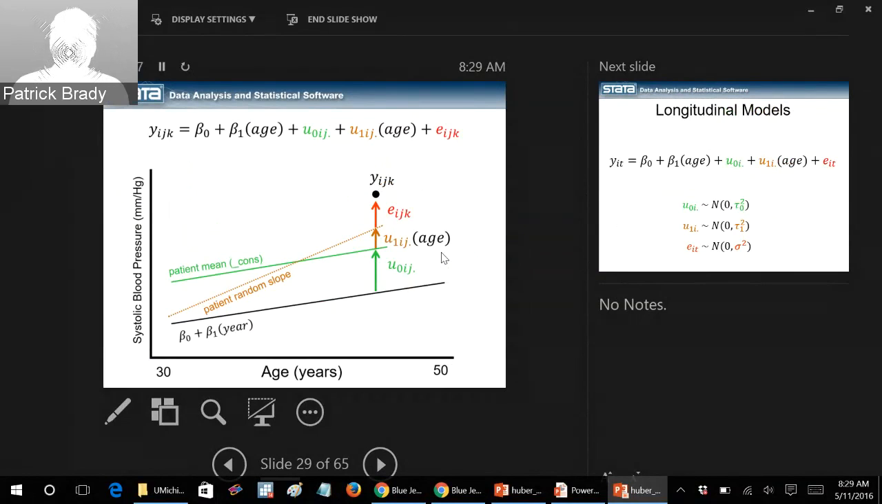And then that's the overall slope for all people. But I've now fit a separate slope for each person. So for this particular person, I have a deviation from the overall average slope to the slope for that particular person. So I'm going up a little bit further here.